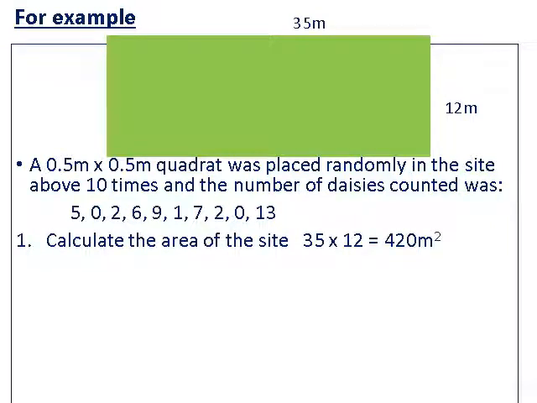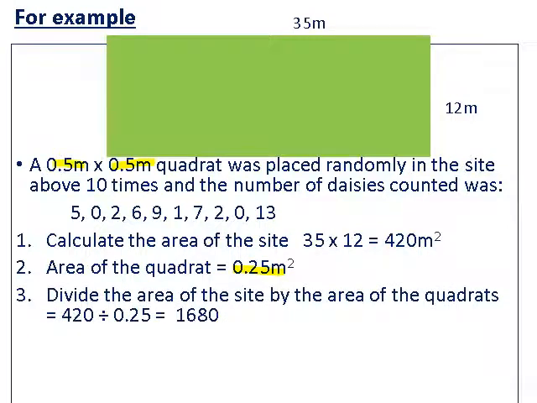So remember, the first thing I need to do is to calculate the area of my site. So I do length times width, and that will give me my area, which is 420 metres squared. So that's your first step, calculate the area of the site. Now what I need to do is I need to calculate the area of my quadrat. So I do 0.5, which is the length, times by the width, which is also 0.5, and that gives me the area of the quadrat, which is 0.25 metres squared.